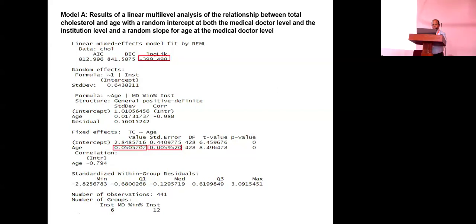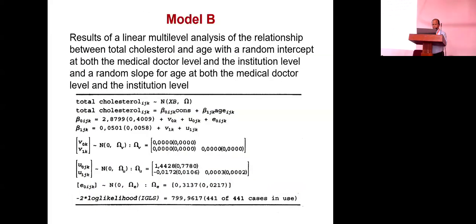So you have the random intercept at the institution level, and this is the random slope. Now the likelihood is 399, yeah, 399. So model B is basically the slope running at doctor level and institution level.